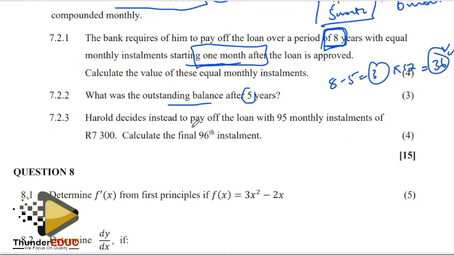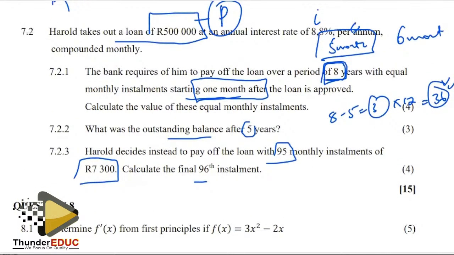And then this person decides instead to pay off the loan with just 95 monthly installments of just 7.3 everywhere. And then calculate the 96th installment. So we need to know how much would be accumulated with 95 installments. You can use the formula still of the present value and see how much will be outstanding. So in case it could be maybe even a fraction that is left, just a fraction of a year or a month that will be left, which amount would be less than the 7.3.